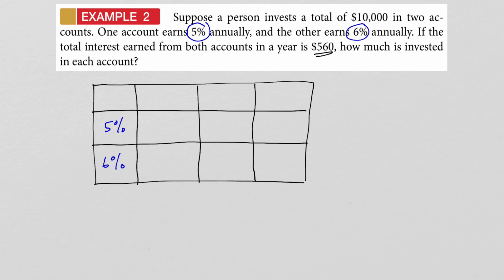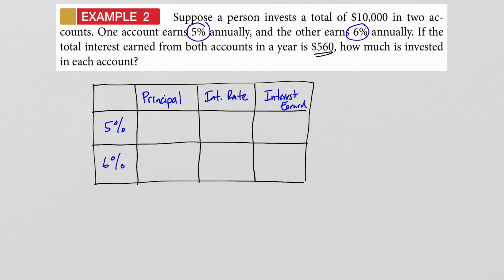Now, what do we know about an account? Well, we're going to put money in that account. Okay, so the money that you put into an account, this is called the principal. And then each account is going to have an interest rate, and that's actually the 5% and 6%. And then each account is going to have an interest earned.